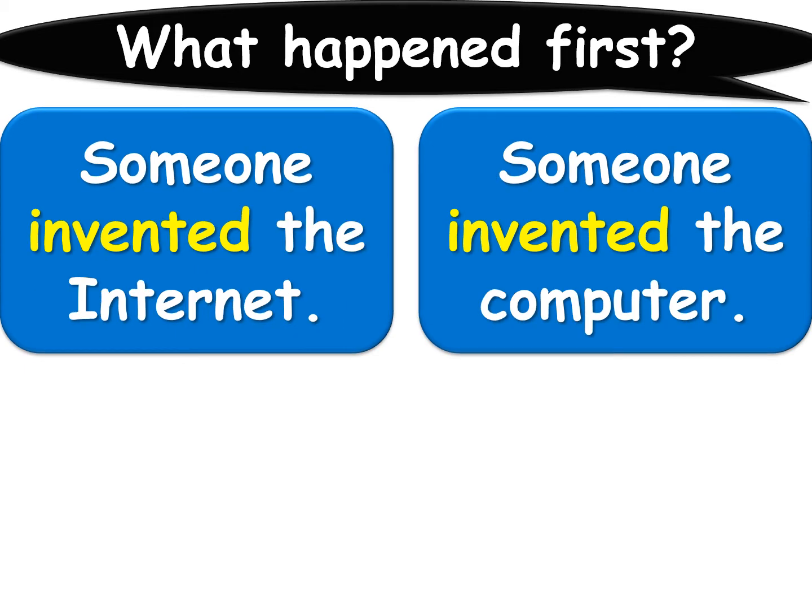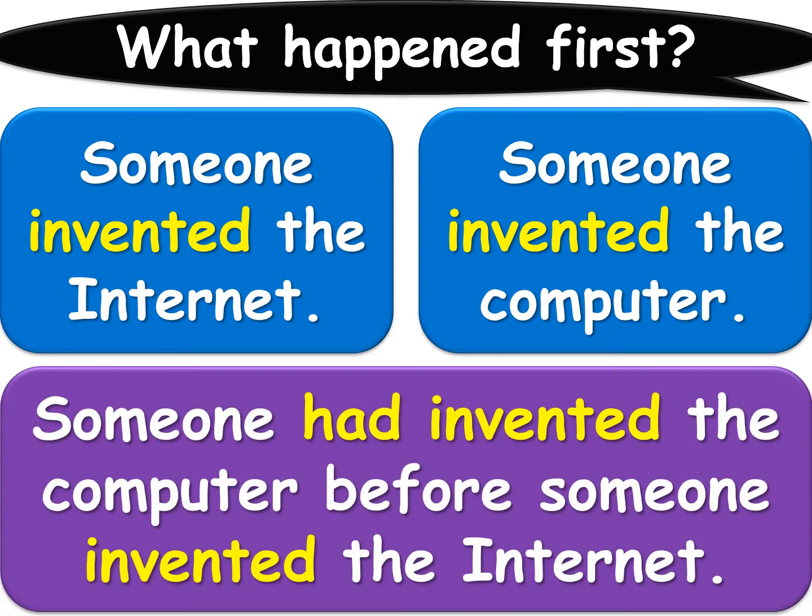Here's another one. Someone invented the internet. Someone invented the computer. What happened first? Well, this time the computer was invented first, and then later on the internet was invented. So if we put these sentences together, it would look like this. Someone had invented the computer before someone invented the internet. So we're using the past perfect for the first action, which in this case was someone invented the computer.